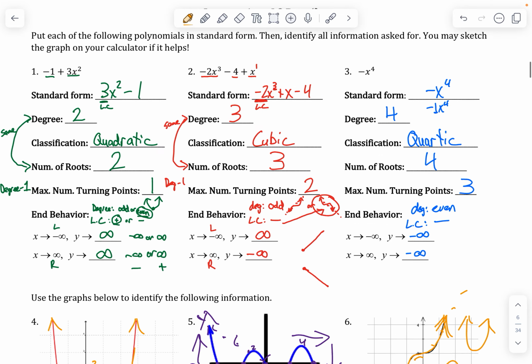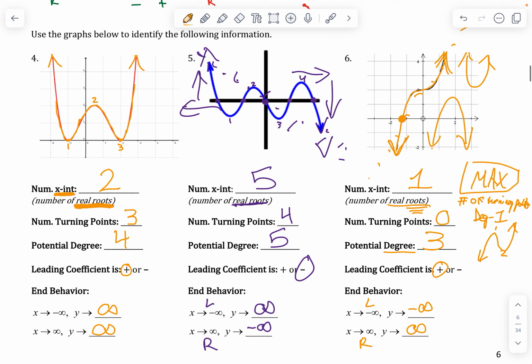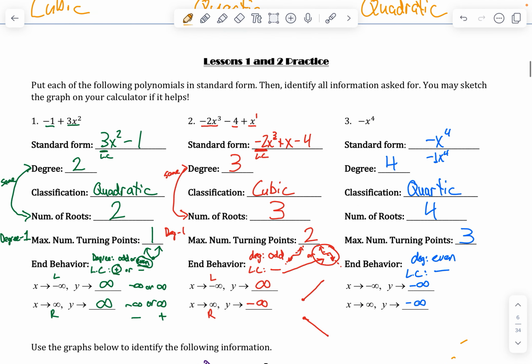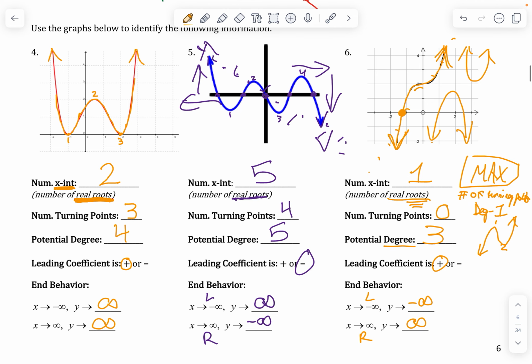So once again, a couple of different questions you can answer differently, depending on if you have the graph versus if you have the equations. But all this information you can get from either the equation or your graph here. So here's page 6 of our review.